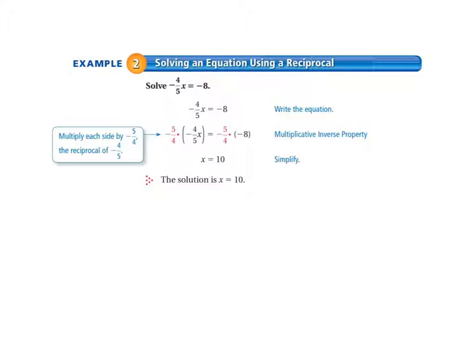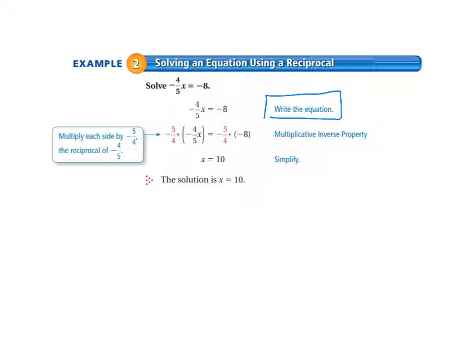So example 2, solving an equation using a reciprocal, looks really tricky, but if you just follow the math, you're going to be okay. It says solve negative 4/5 x equals negative 8. As always, our first step is to write the equation. Negative 4/5 x equals negative 8.